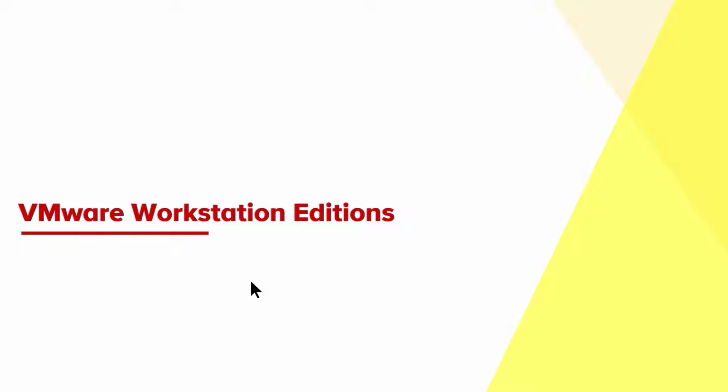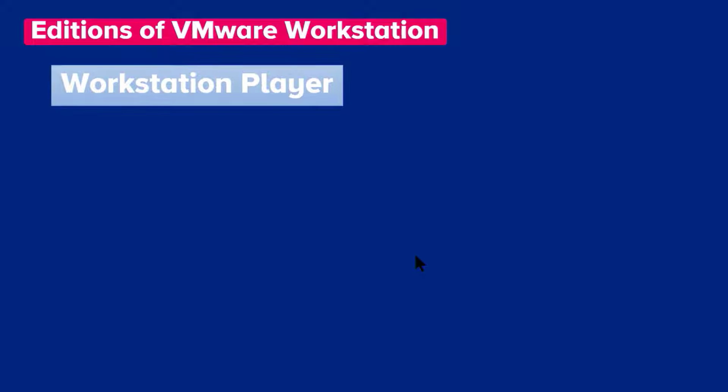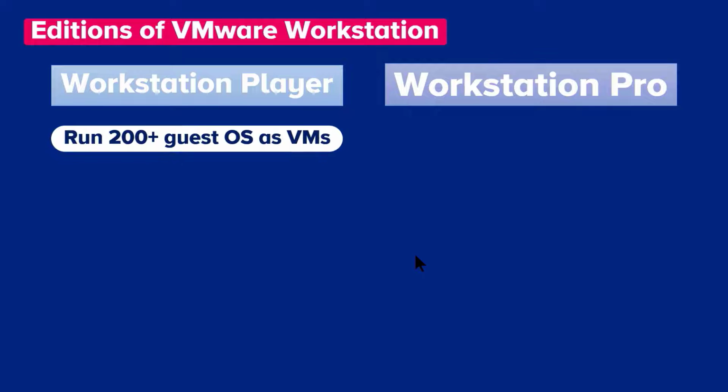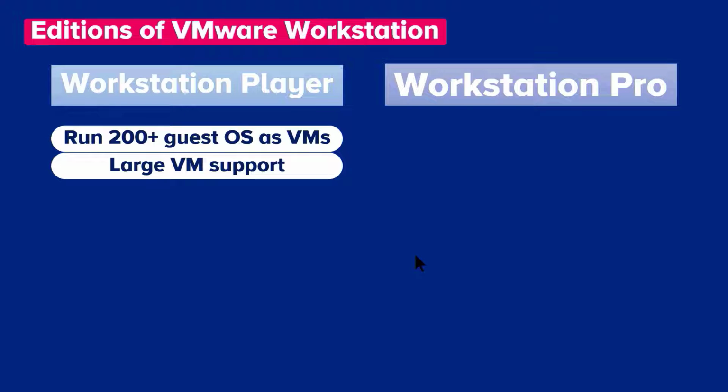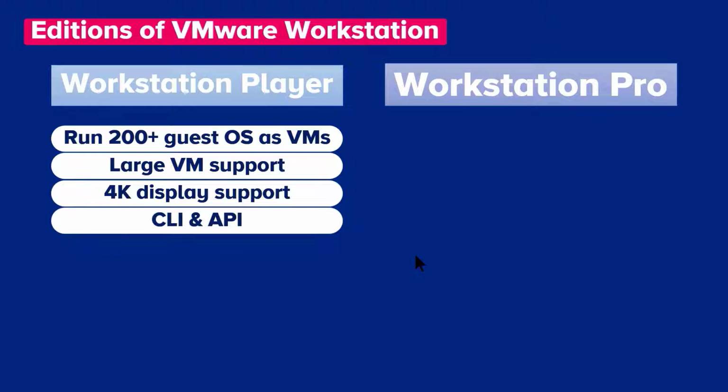Before I jump in and show you the installation of VMware Workstation, let me talk about two different editions of VMware Workstation. VMware Workstation comes in two different editions, VMware Workstation Player and VMware Workstation Pro. Workstation Player still allows you to run over 200 different operating systems in a virtual machine, which is great. You can also create large virtual machines with 32 vCPUs and 128 GB of RAM. Workstation Player supports high-resolution 4K video and it has CLI as well as API support.